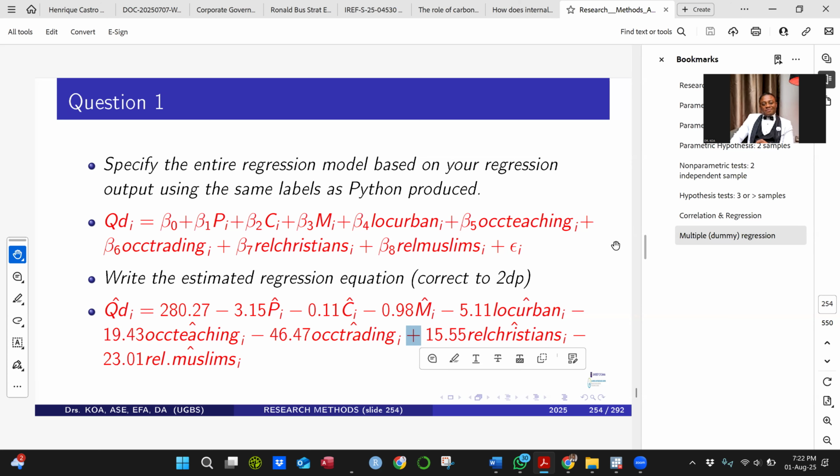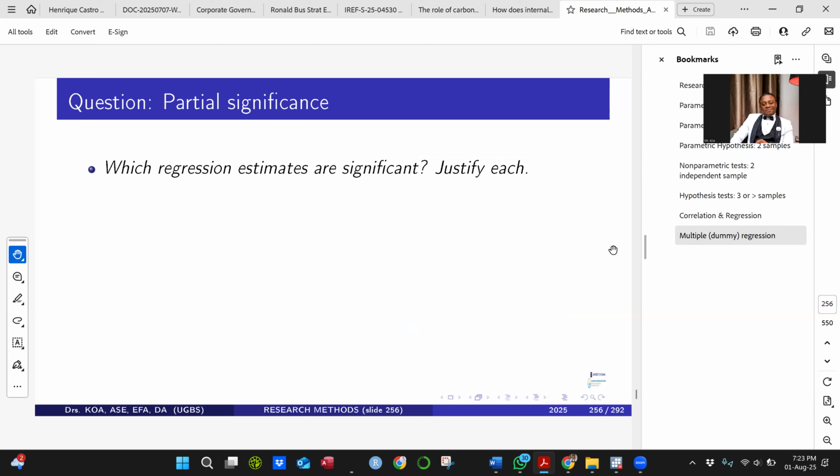Next question. So remember, we looked at 2 of the 13 questions so far. Question number 3: which regression estimates are significant, justified? What does the word estimate here mean? What is another word you can use for the estimate? You can tell us.